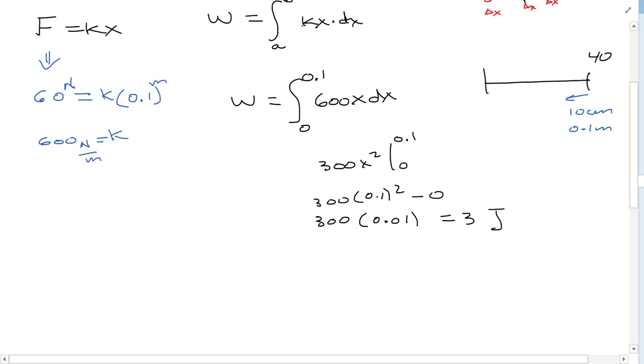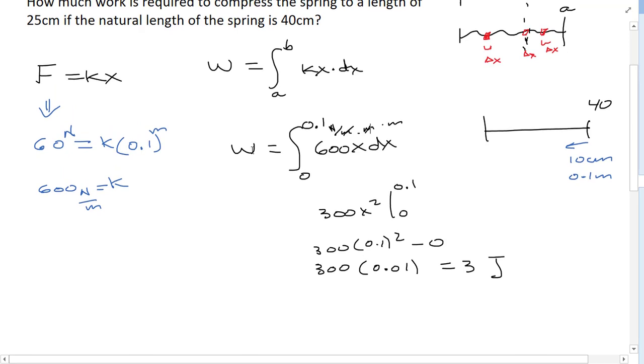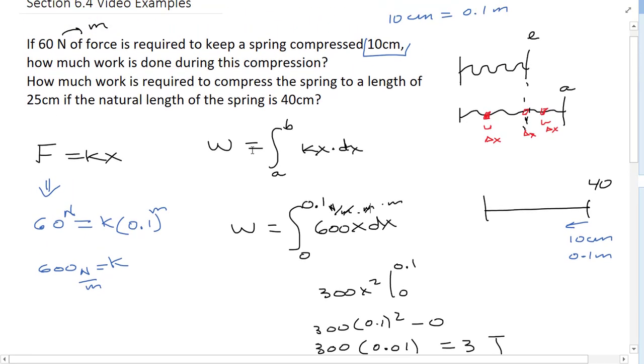So our K here is newtons per meter. So this is newtons per meter. You have meters times meters, so the meters cancel. You end up with newton meters, which is a joule, which is a unit of work. So that will be the amount of work to compress our spring 10 centimeters.